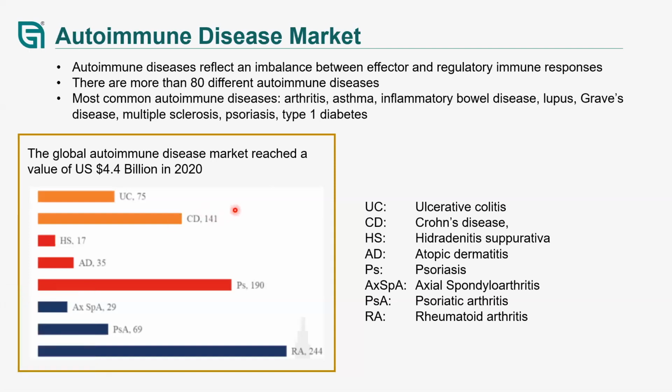The global autoimmune disease market was well over $4 billion in the United States in the year 2020. There are well over 80 different autoimmune diseases, with the most common forms being arthritis, asthma, inflammatory bowel disease, lupus, Graves' disease, multiple sclerosis, psoriasis, and type 1 diabetes. Autoimmune disease can be localized to particular tissues or organs, or be more general and systemic.